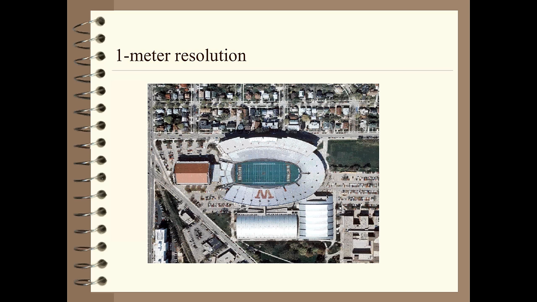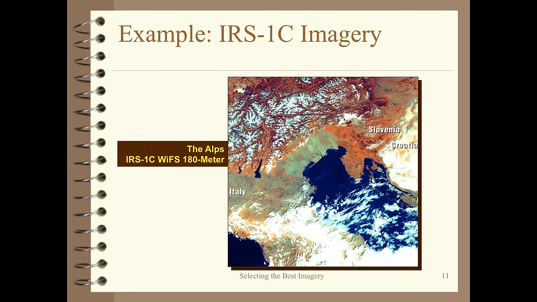You can still see that it's not perfect. 1 meter data is not the best. You can get a lot better than that. But obviously you can see a lot more with 1 meter data. So spatial resolution, the amount of detail, the size of the pixel, and it's very important that we understand that.